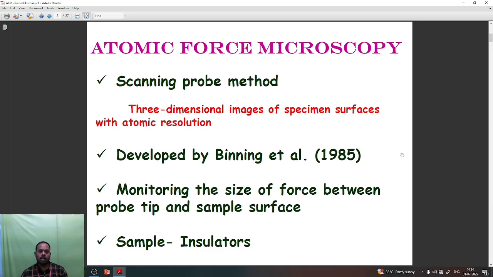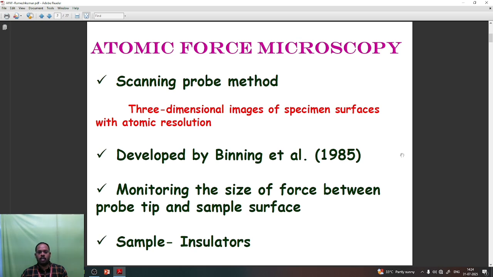So likewise, a lot of secondary processes are there. By capturing the different types of electrons, we can get different types of analytical data. We can go for energy dispersive X-ray or selected area electron diffraction and high resolution transmission electron microscopy, scanning electron microscopy. So they are all coming under electron probe methods.